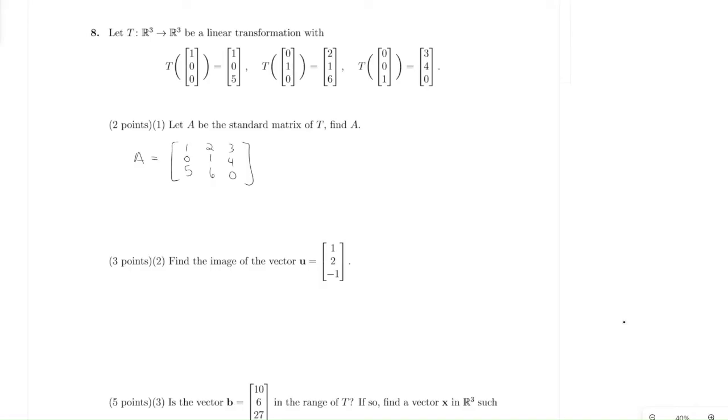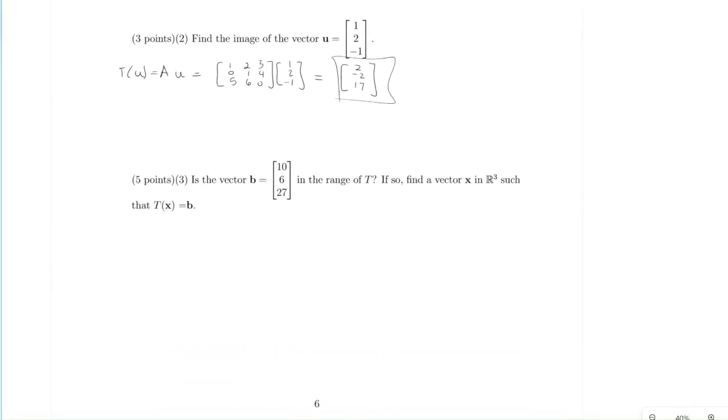Now we're asked to find the image of the vector in part B. So that means that we're trying to apply this transformation to the vector u. So we have A times u, which is the transformation on u, which is equal to 1, 2, 3, 0, 1, 4, 5, 6, 0 times 1, 2, -1. And that gives us, basically once you do multiplication, you get 2, -2, and 17. So this is the transformed vector u.